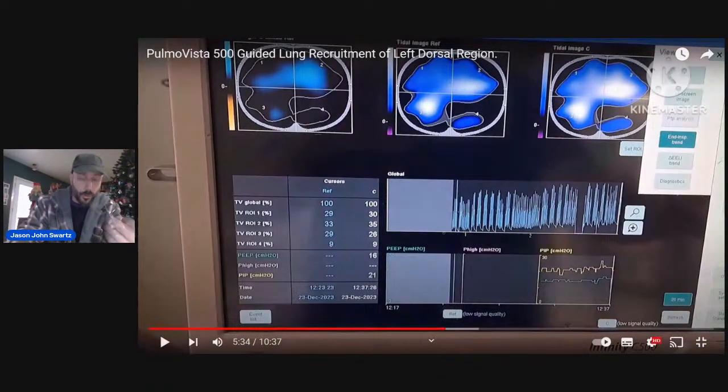Of course, we can perform a recruitment maneuver. And the other thing is, a higher PEEP, 16, let's say. Is there over distension with 16? No. Okay, let's leave the 16 of PEEP for X amount of hours and see.